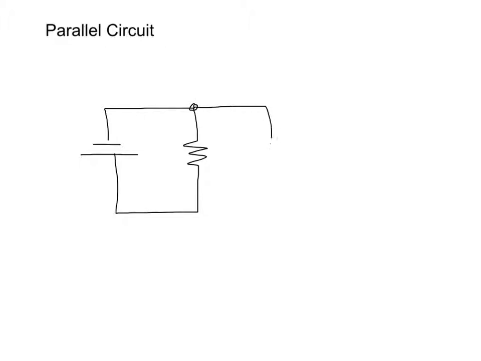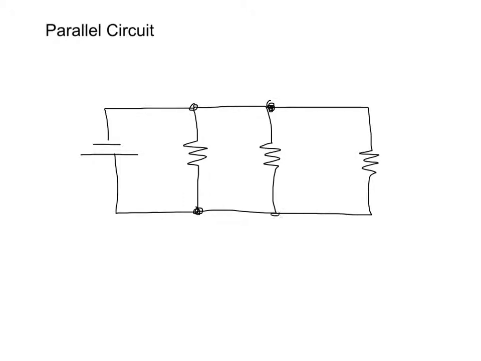Let's look at how to work a parallel circuit. A parallel circuit is going to consist of a voltage source and several resistors connected in parallel. We'll start with 3. Our voltage source, let's make it 10 volts.